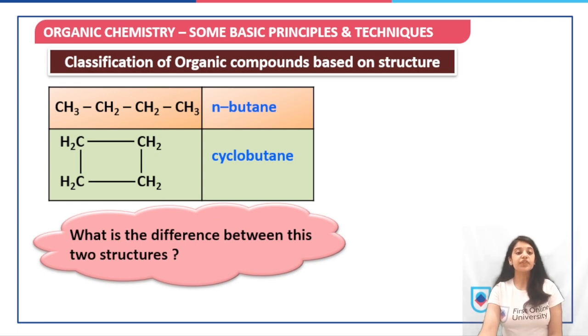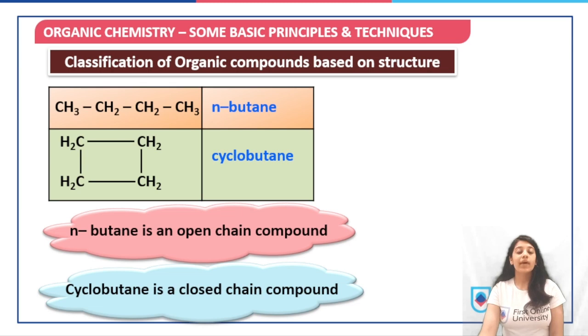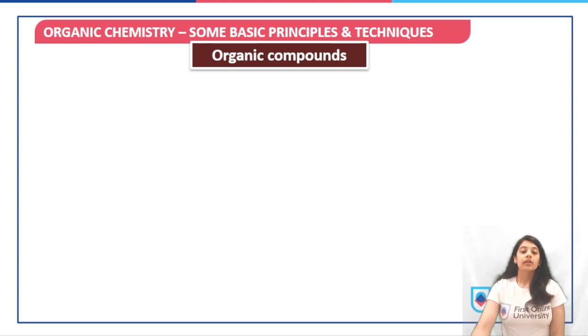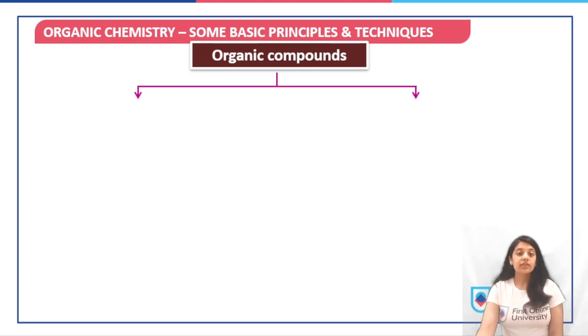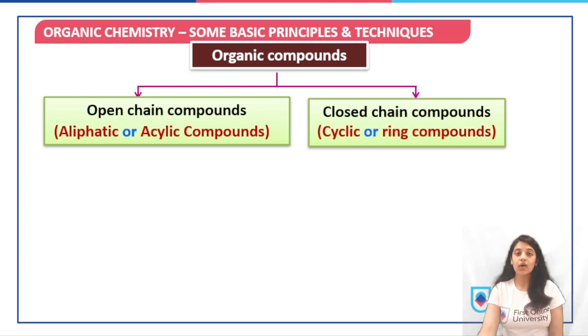Now, what is the difference between these two structures? This question is answered by simply looking at the structure of these two compounds. If you see, N-butane is an open chain compound, whereas cyclobutane is a closed chain compound. The organic compounds can be classified into open chain or closed chain compounds. Open chain compounds are called aliphatic or acyclic compounds, and closed chain are cyclic or ring compounds.